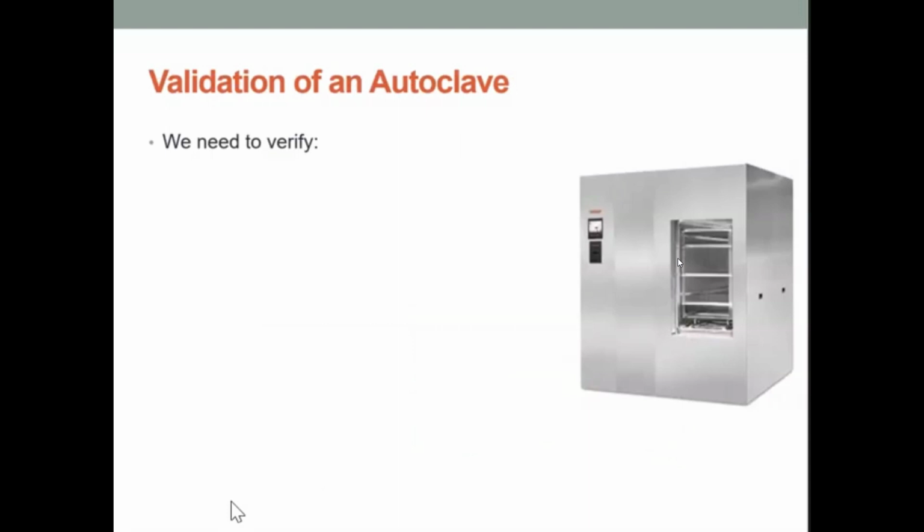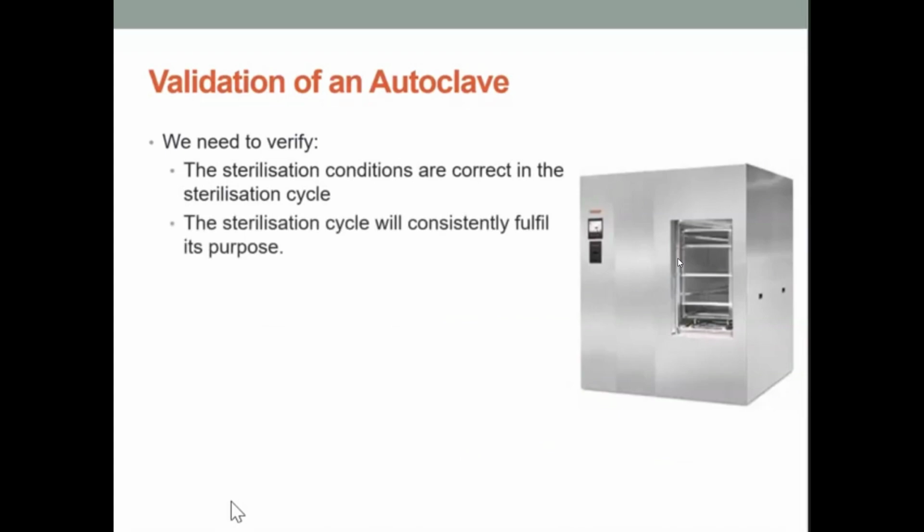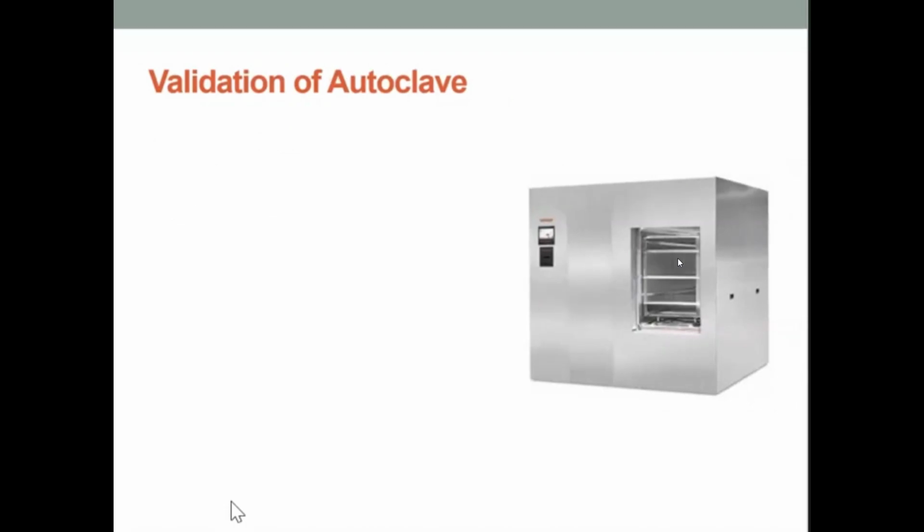How we validate an autoclave. The things we need to verify. The sterilisation conditions have to be correct in the sterilisation cycle, and the sterilisation cycle has to consistently fulfil its purpose. They are the main goals of a validation for an autoclave. How do we do that?